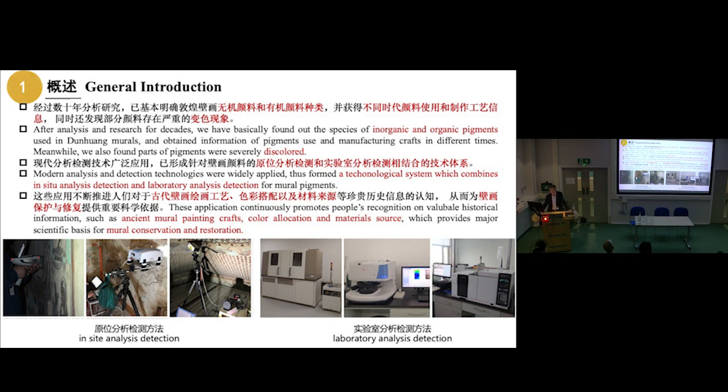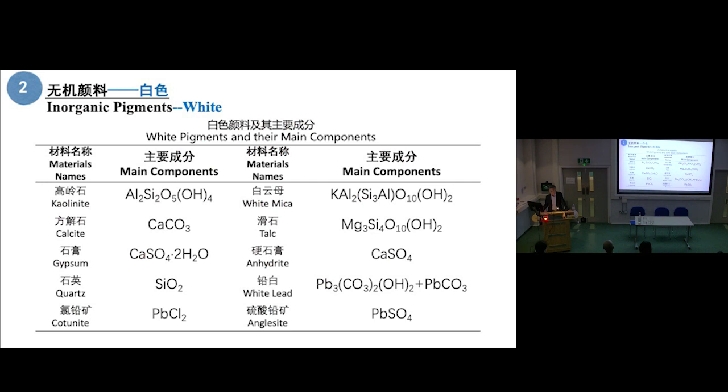This picture shows some of the portable instruments and portable equipment used for in-situ detection of wall paintings. So now we introduce which kinds of pigments were used in the Mogao mural wall paintings.